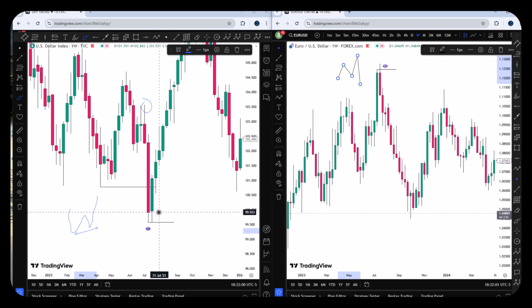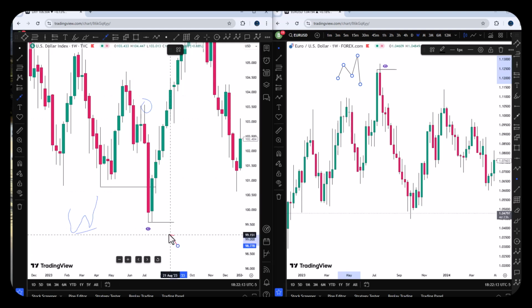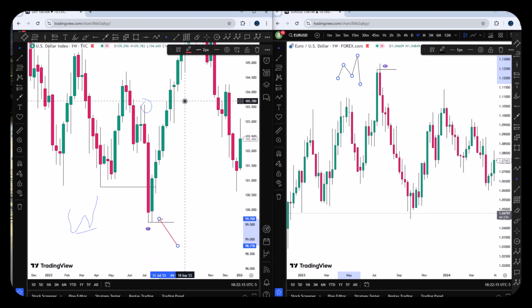So if they're not doing the same, right? You can see. So manipulation is forming here, but here manipulation is not being formed. This means there's too much pressure being put here. So price is gonna go higher on the DXY, and you're gonna see price dropping on the Euro USD.